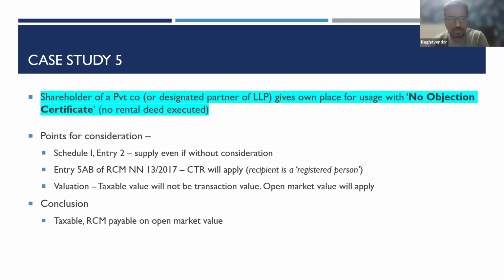RCM will apply. So the company has to pay RCM on the market value of the property. So even if we give a no objection certificate, there will be no entry in the books, but for GST, we have to pay tax under RCM and claim ITC.